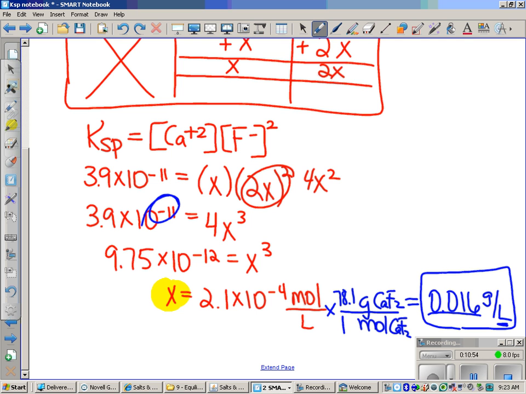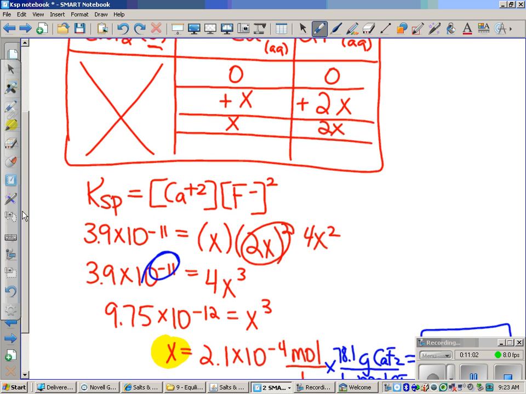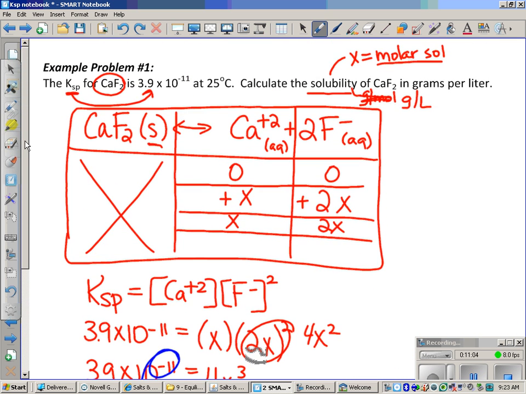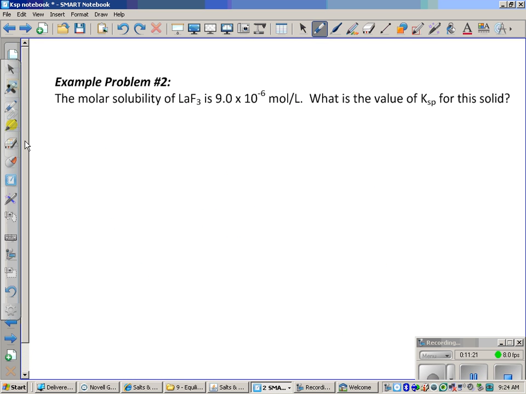We've already said, look at the KSP. Very, very small KSP, showing us this thing doesn't dissolve very readily. Besides that blue part right at the end, the conversion, that part is pretty normal for what we've been doing. The issue is that you have to be able to read the problem and see what to do with it. Again, X is molar solubility. In this case, they wanted us to calculate the solubility, so we had to start by finding X, the molar solubility, and then doing a conversion.